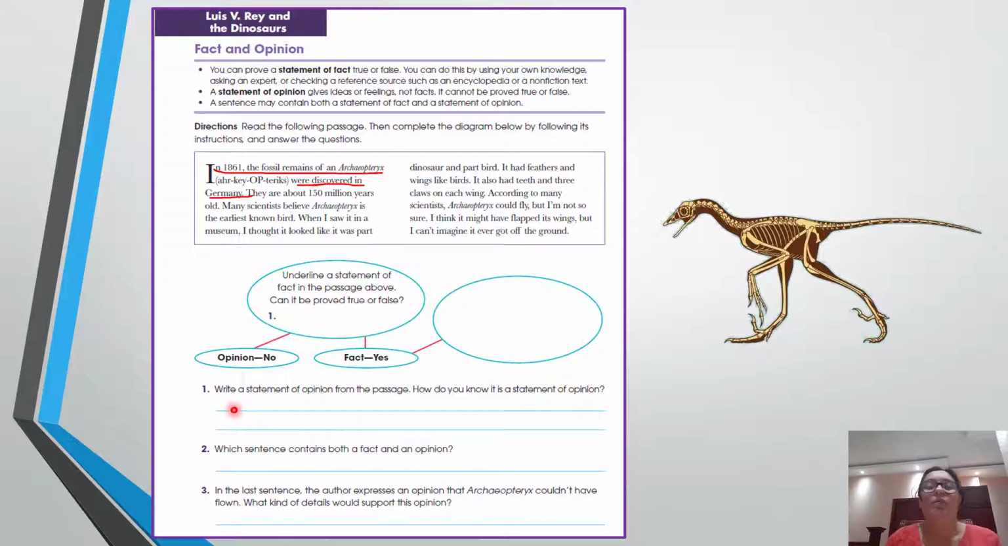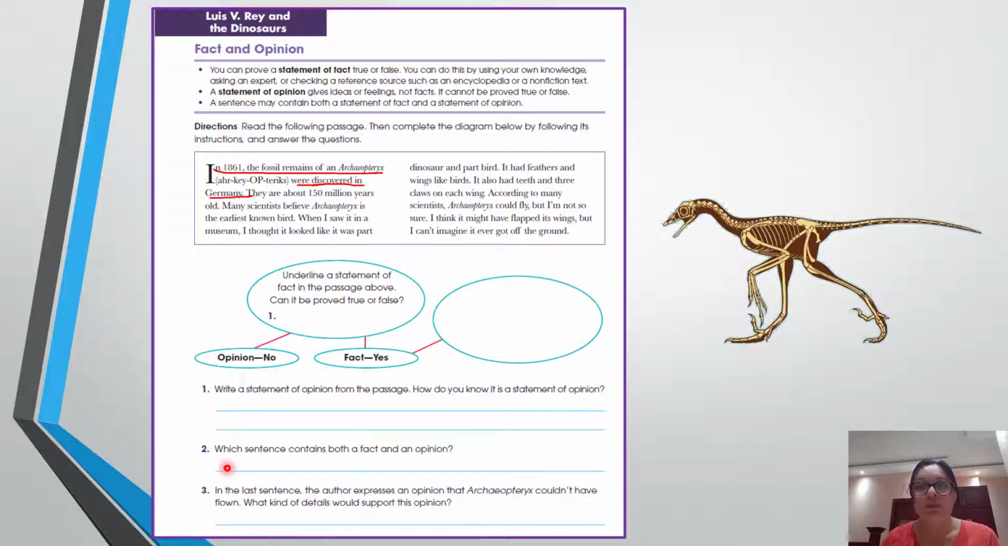Now number 1 says, write a statement of opinion from the passage. And how do you know it is a statement of opinion? So read the passage again and write in here a sentence in which you find an opinion and tell me why you say that that one is opinion, okay? So number 1 is for you.